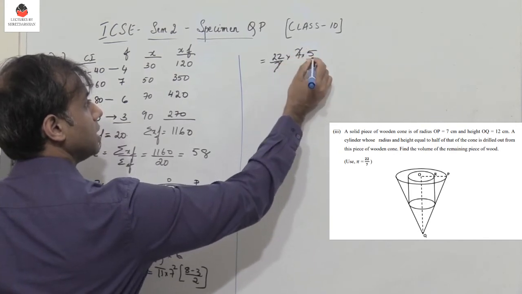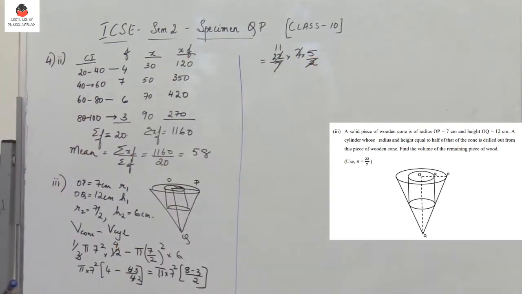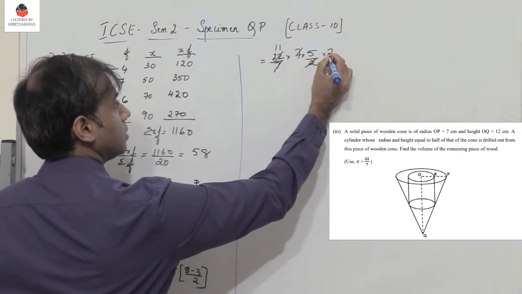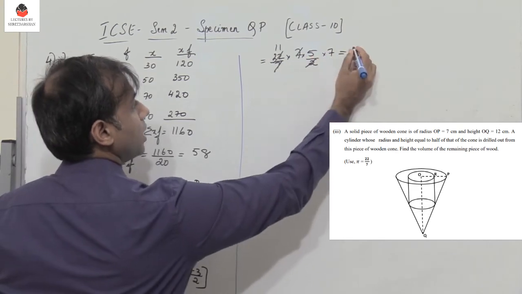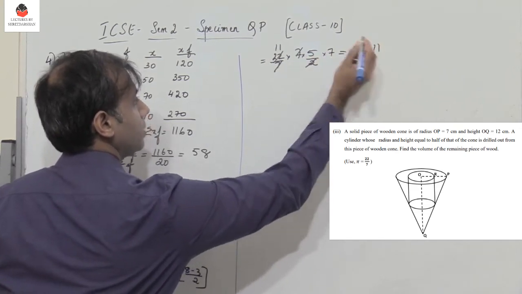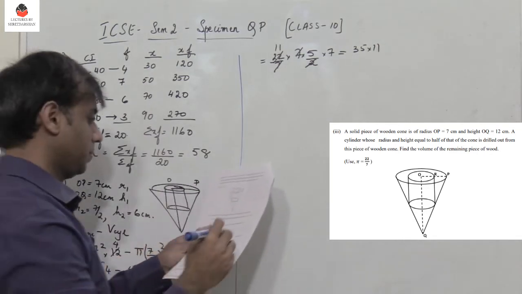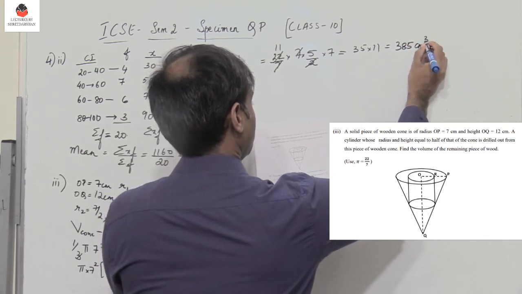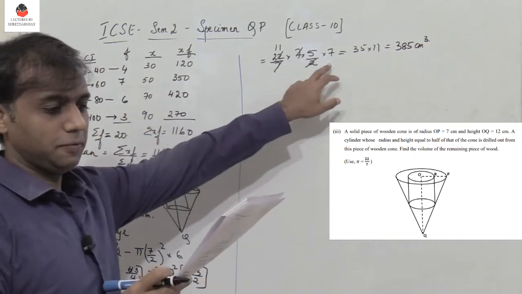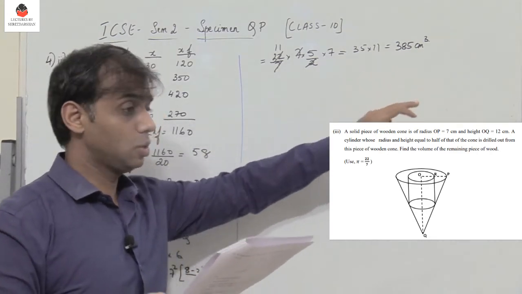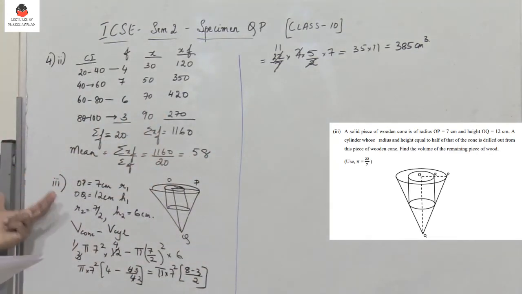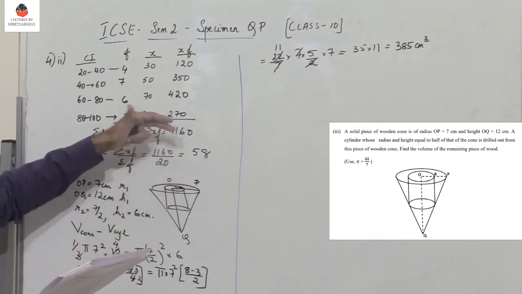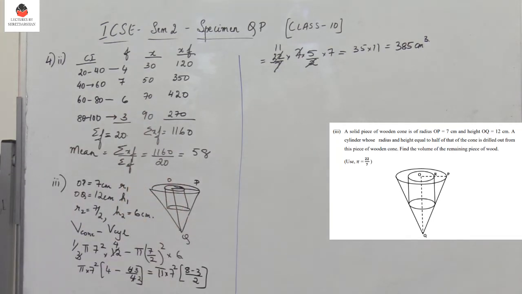So 7 gets cancelled. 2 11s are 22 into another 7. So it is 7 square, isn't it? So I have 7 into 5, which is 35 into 11, right? So you get the value as 385 centimeter cube. Right? So you get 11 into 35, which is equal to 385 centimeter cube. So this is the volume of the wood which is remaining when the cylinder portion has been drilled out from the wooden solid cone.